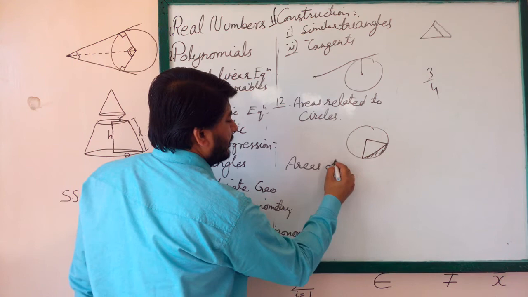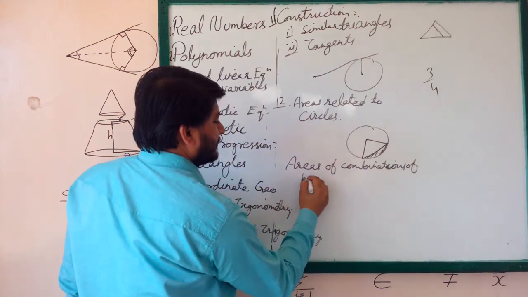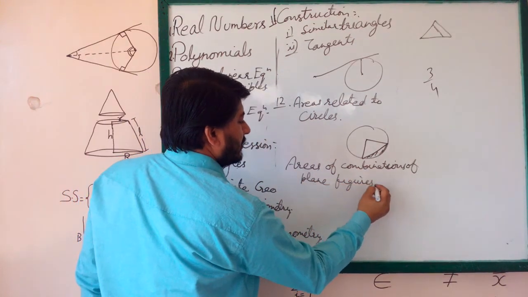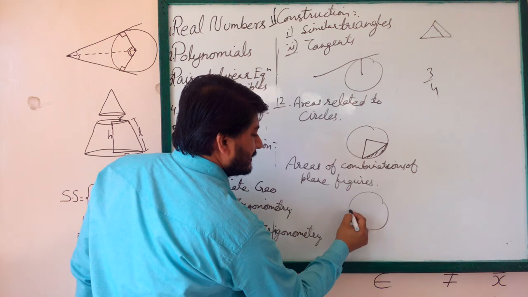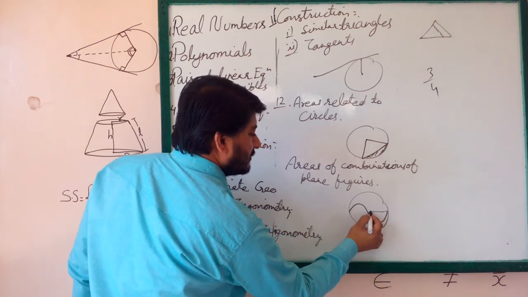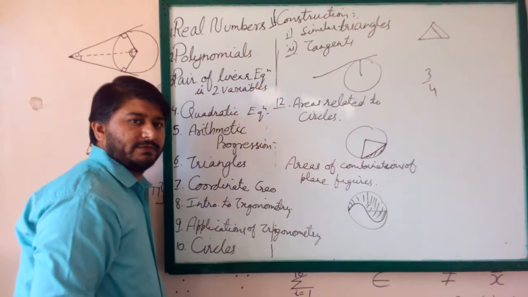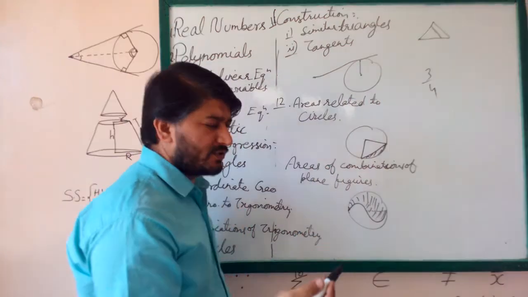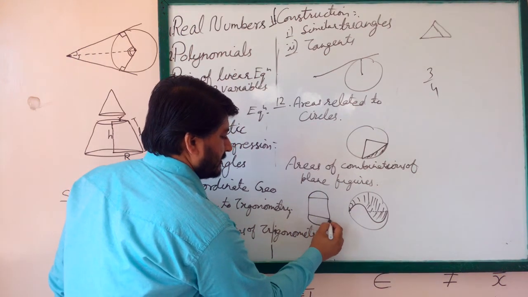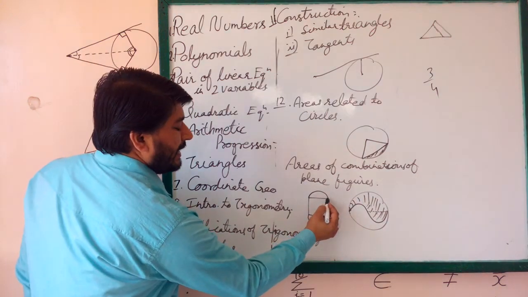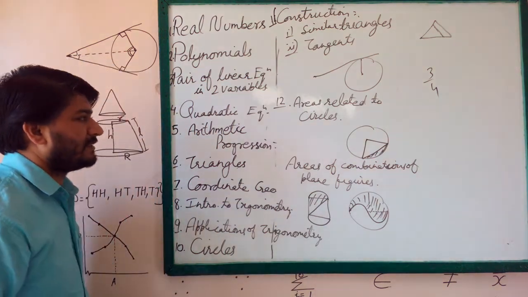Areas of combinations of plane figures, like a combination of areas of plane figures. This is a circle, this is another shape that will be drawn with it, and you need to find this area. So this is a combination of figures. Some more figures we will be dealing with, like this is a square, and this is a semicircle drawn on it. This is one of your examples. This shaded area you need to find. So this is about areas related to circles.